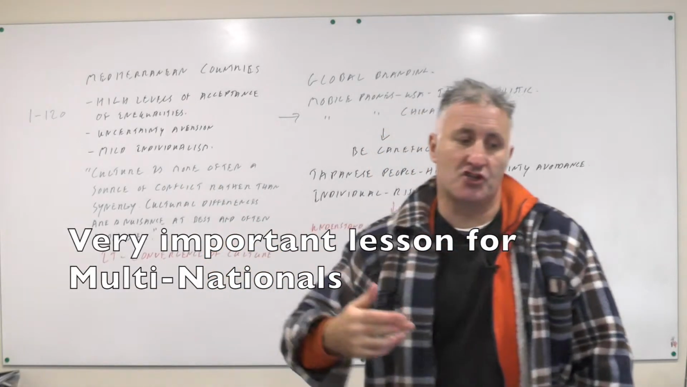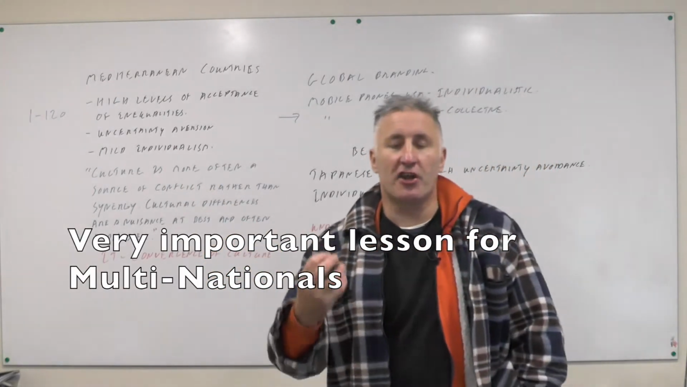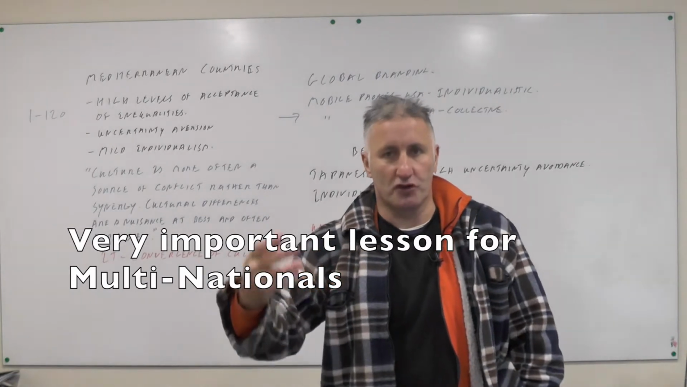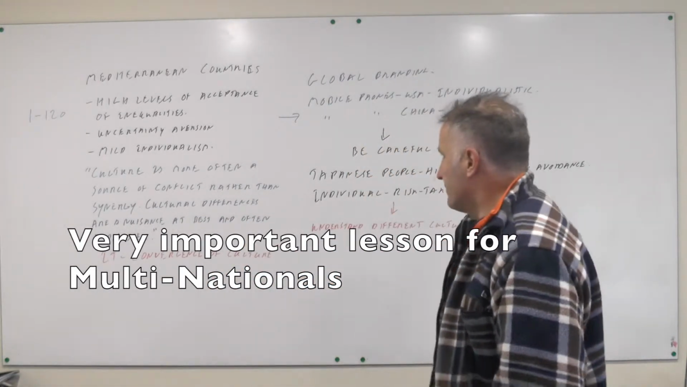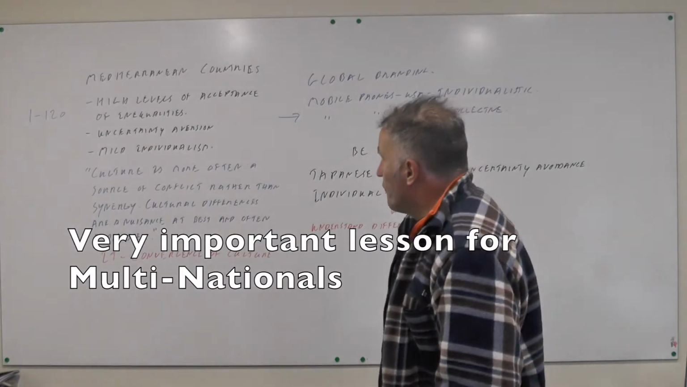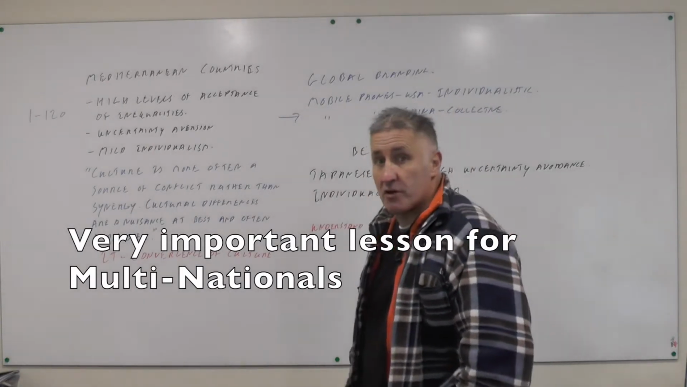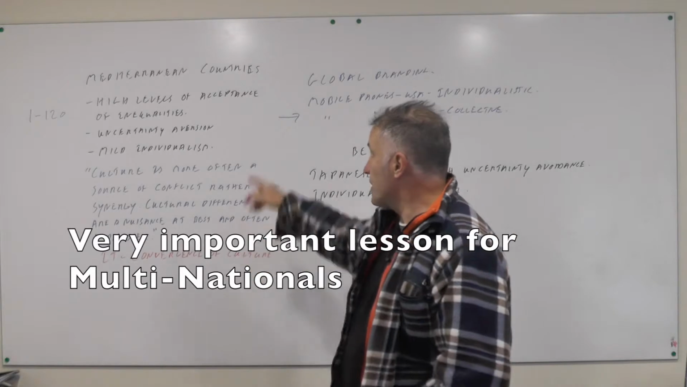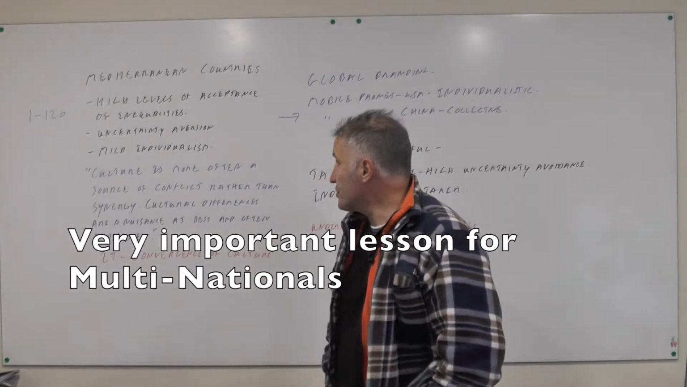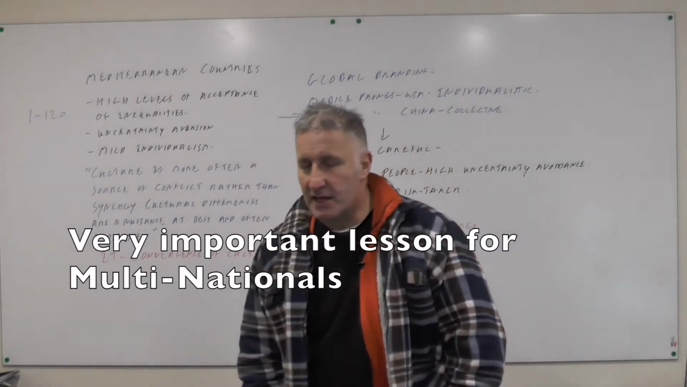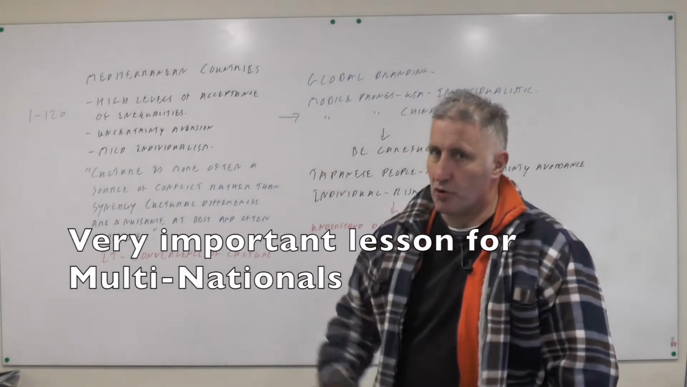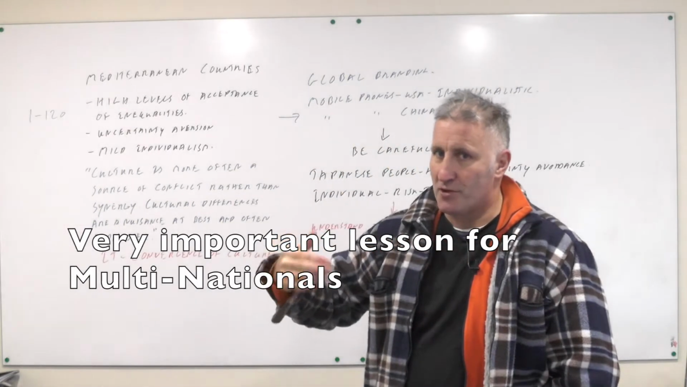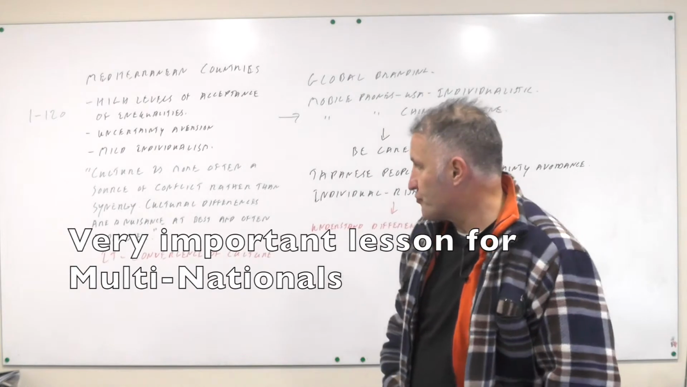Between Africa and Asia, you need to learn how they work in terms of what they want to do. So, for instance, Mediterranean countries have high levels of acceptance of inequalities, uncertainty aversion, and are mildly individualistic. So that will help your firm understand how they're going to behave in those countries.